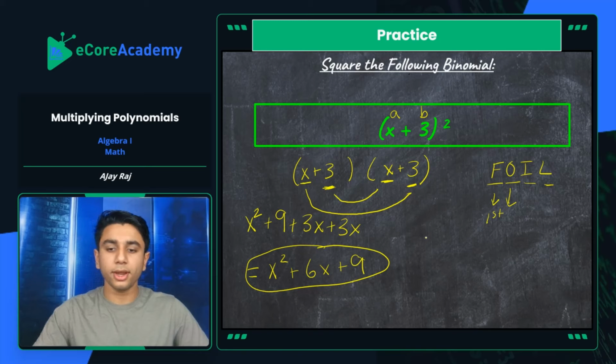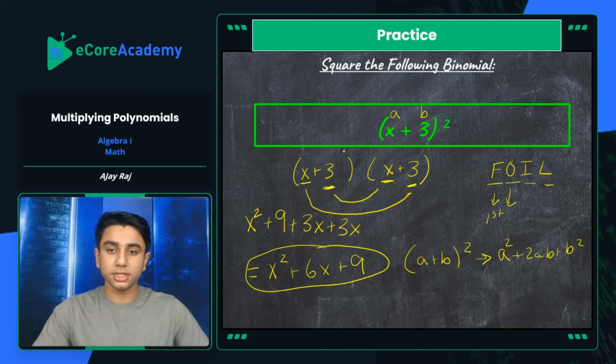Well, whenever you're squaring binomials, a plus b squared, you can always write this as a shortcut. Whenever you see a binomial being squared, you can always go to the shortcut of a squared plus 2ab plus b squared. That's what your answer is going to be. Now, we can prove that with our given problem here.